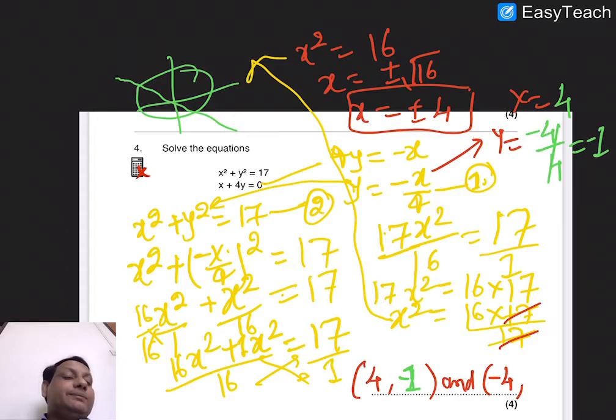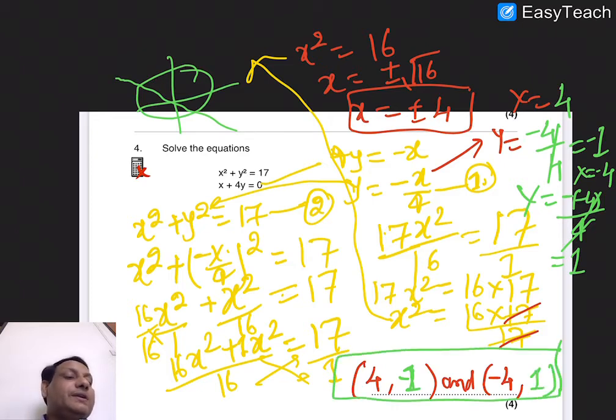And if you put x is equal to minus 4, then here we have minus 4 over 4, and the 4 and 4 got cancelled. So minus times minus is plus, so we are going to get plus 1. So these are our two intersection points which relate to your graph, and this is called a non-linear homogeneous equation, which you all have to know.